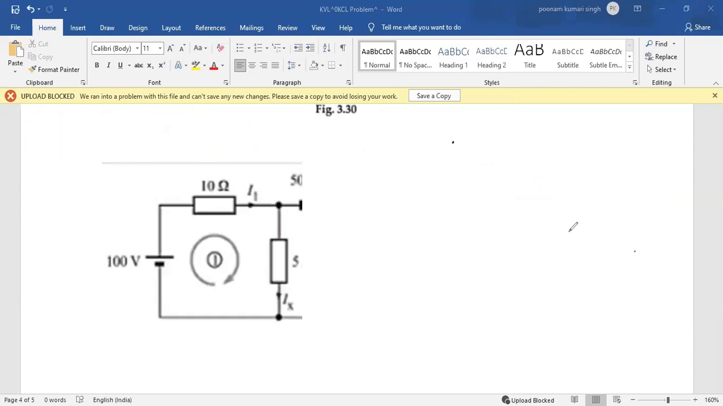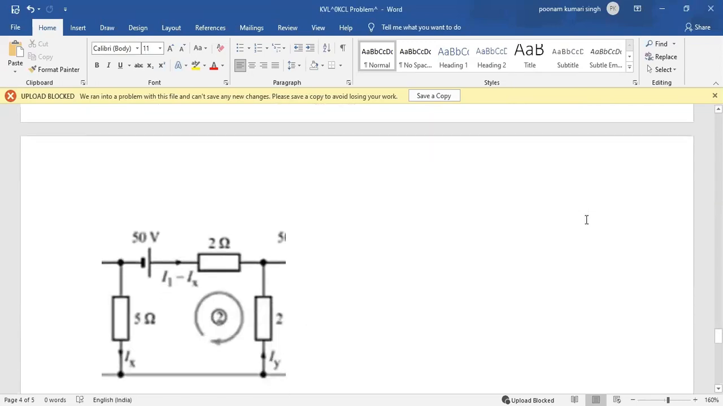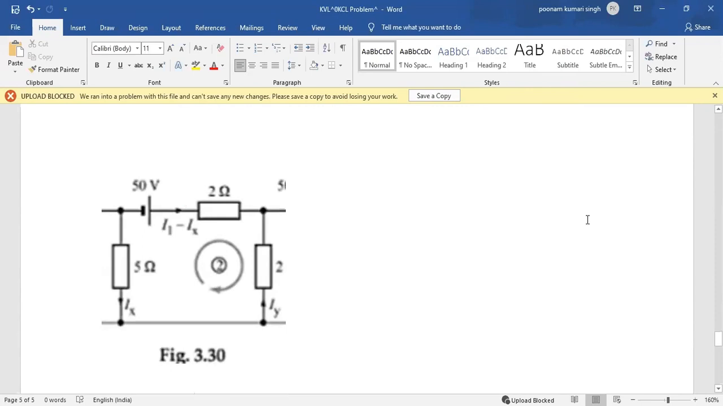Now, this is my second loop. Can you tell me the name of this loop? It was A, B, so this is B and this is C. C, D, E, F and G. Am I correct, students? Yes, sir.